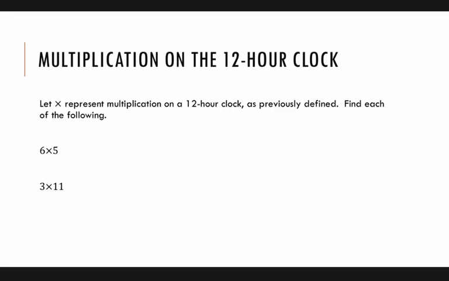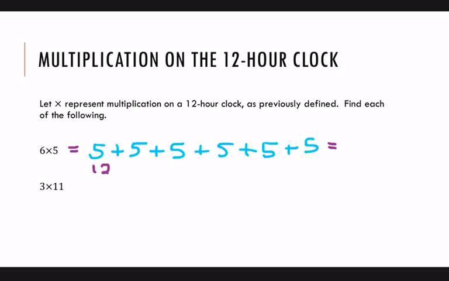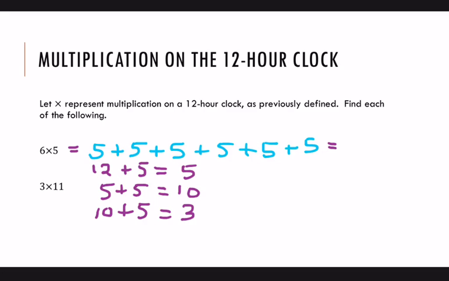All right, let's try a couple more examples. 6 times 5. Okay, that's 5 added to itself 6 times. So think about starting at 12 o'clock and moving 5 hours ahead each time. Okay, so 12 plus 5 would be 17, or, in clock arithmetic, starting at noon and counting ahead 5 hours, that's 5 p.m. Then 5 plus 5 is 10. 10 o'clock, count ahead 5 hours, is 3. 3, count ahead 5 hours, is 8. And 8, count ahead 5 hours, okay, it would be 1.